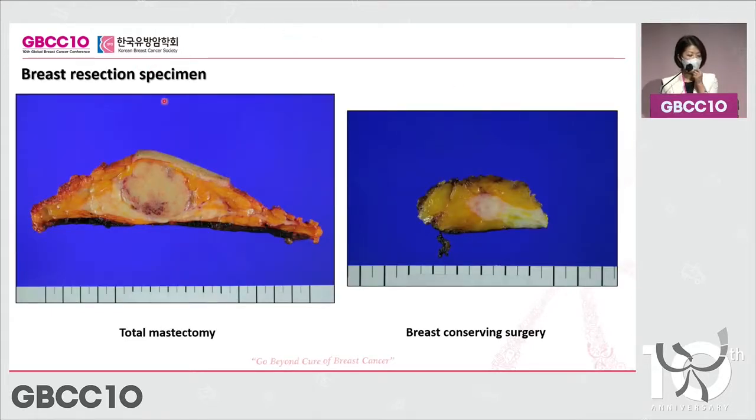So we get the tissue from the operation. What you see on the top part of the slide is total mastectomy, and on the right-hand side is breast conserving surgery. We see this lesion that is about 4 centimeters. For the right-hand side, this 1.5 centimeter size lesion can be identified.